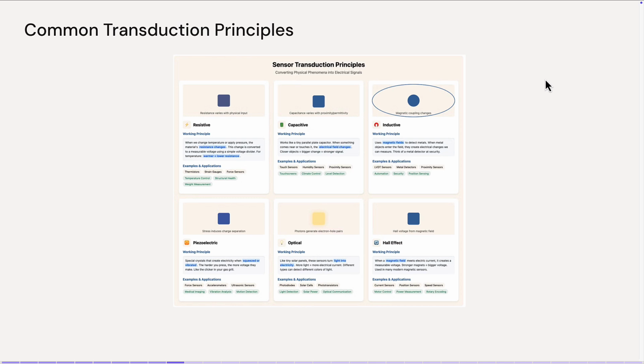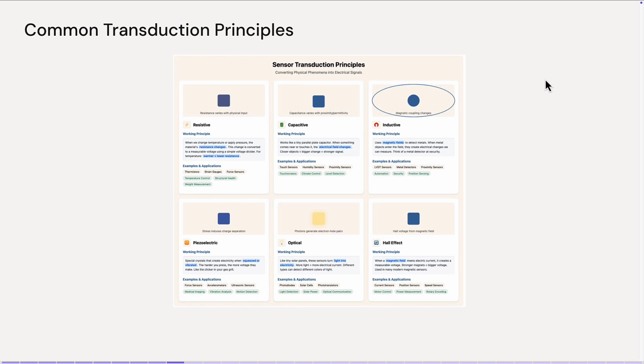وهذا اللي استعملوه في temperature مثلا. And I will show you an example later on. The capacitive here, so the physical phenomena will have an impact on the capacity of the sensor. And when something comes near or touches, okay, for example, here works like a tiny parallel plate. The capacity here is like 2 parallel plates.